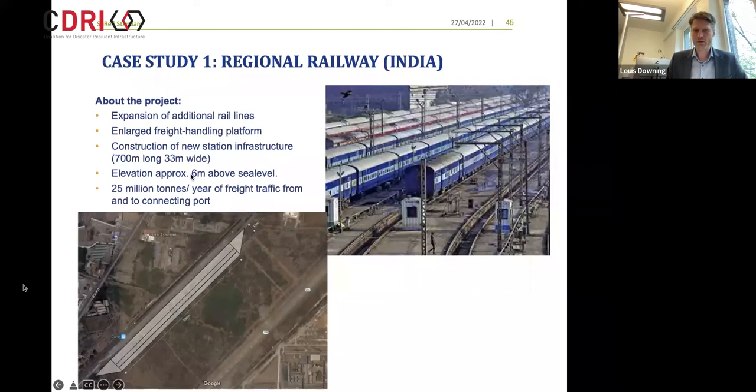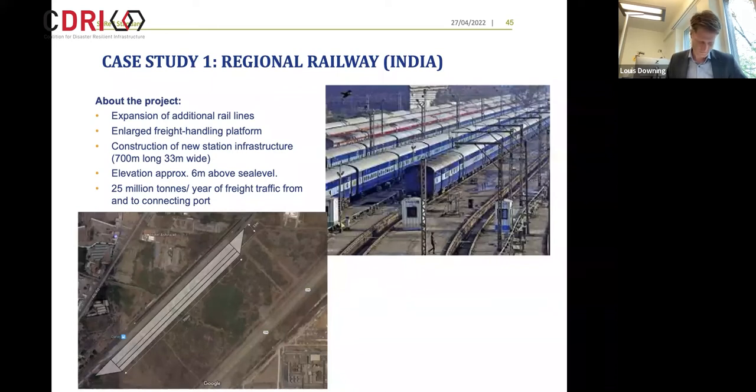The tracks were about 6 meters above sea level, and the capacity of the facility was about 25 million tons per year of freight traffic running between a port. So this was located about, I think, 5 kilometers from the ocean or so. So this was quite a close connection to the port, and then running inland from there.